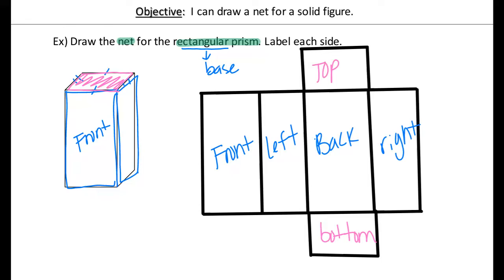So then by properties of rectangles, I know that this side is longer. So I should have a longer rectangle for the front and the back. And then my two sides are going to be smaller. So then I know that I have a smaller rectangular side for the left and the right side. And you guys need to label the top, bottom, left, right, front, and back.